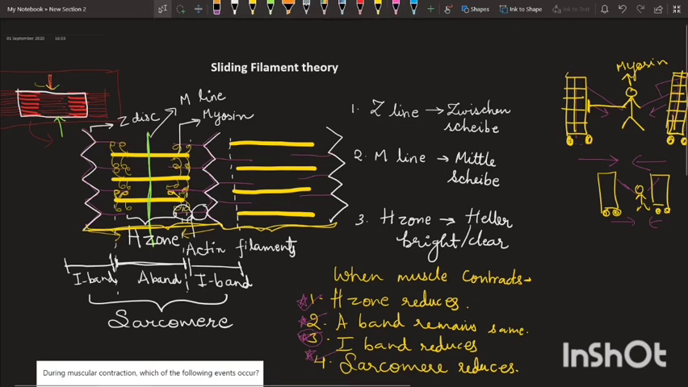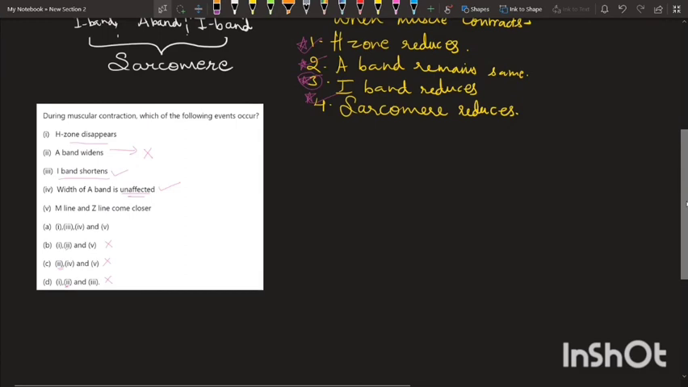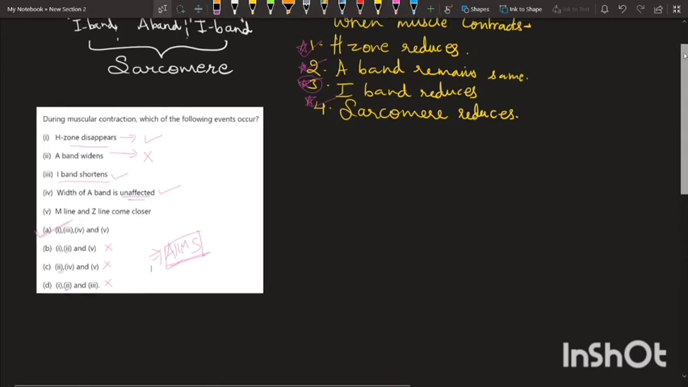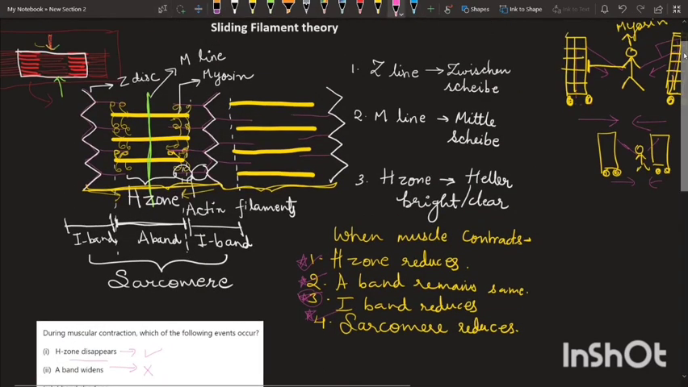Okay. So let's come back to our question. Yeah, H zone disappears. True, it can happen. So the second one is not possible. Okay, so what is the correct answer? A option. So this question was asked in AIIMS, guys. So this is a very important question, right? So similarly, based on these 4-5 points, you can easily solve any questions. They will ask in a roundabout way, but you will be able to solve, right?